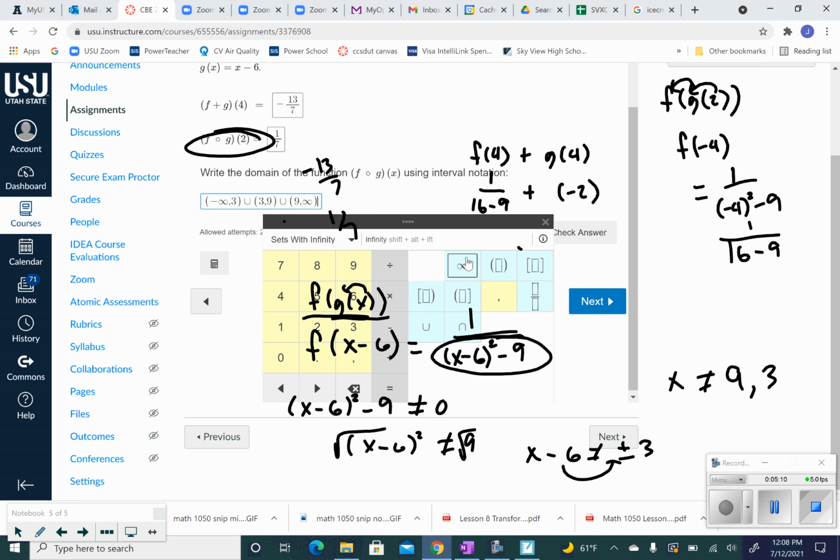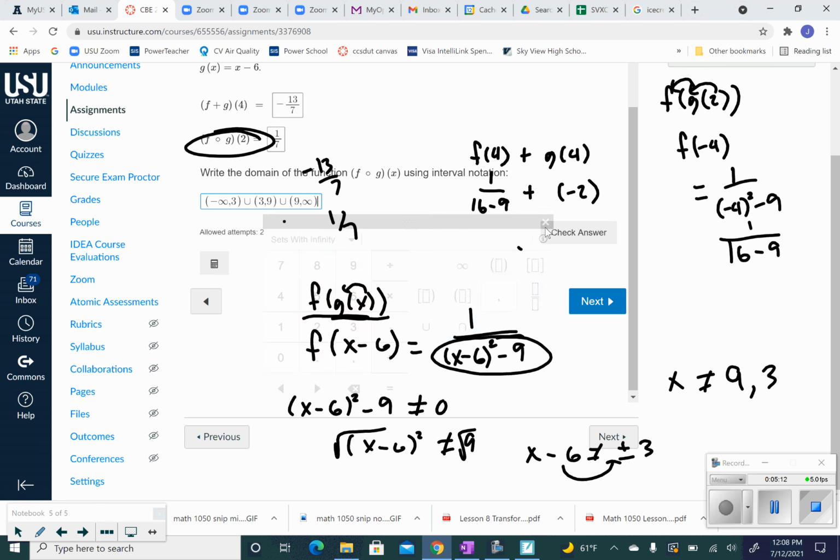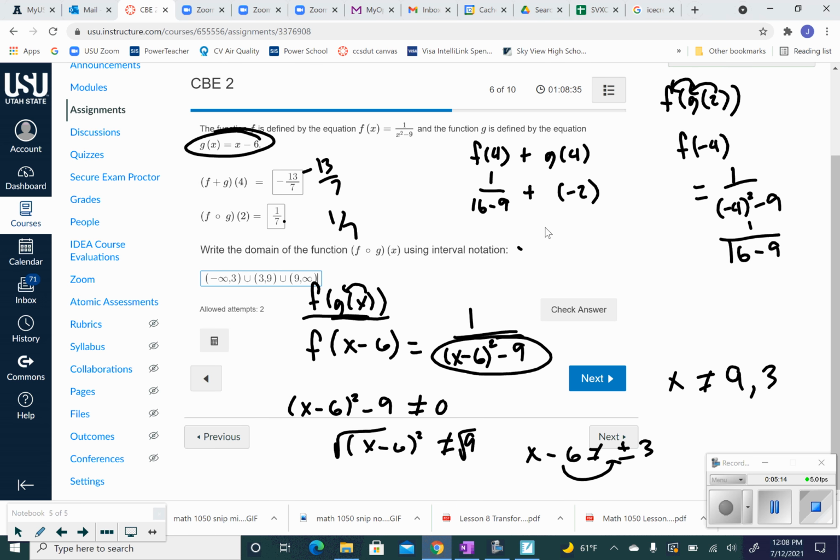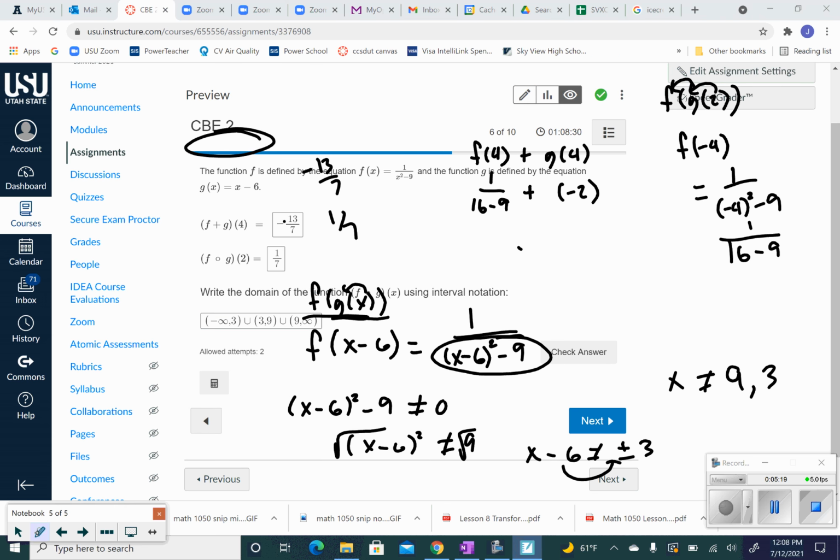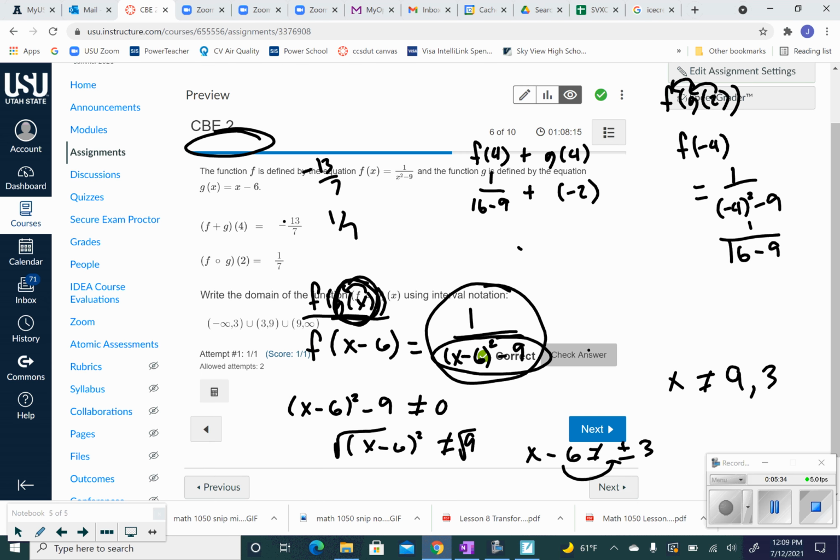Okay. Let's just check the answer. So things to be careful with. You do always check the inside first. So what is the domain of the inside function, which is g of x? So always start by checking the domain of g of x. And then you check a domain of your final answer after you plug it in there. Okay, we check our answer. And it looks good.